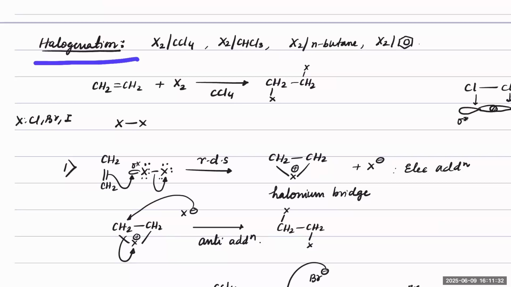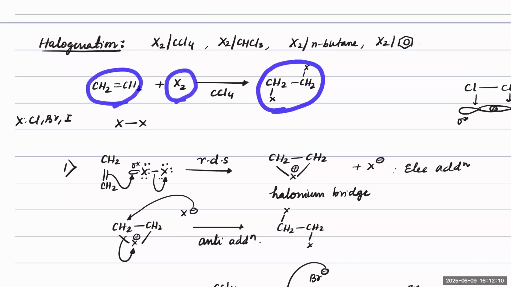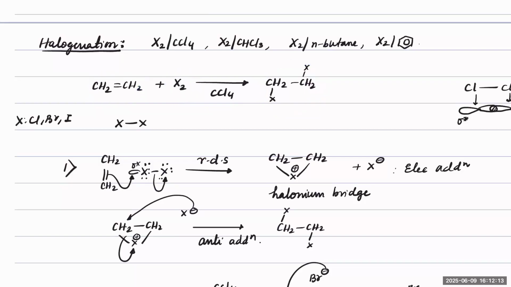Halogenation. Halogenation is also an electrophilic addition because you are again adding an electrophile, where I'm adding X2 in the presence of CCl4 or X2 in the presence of CHCl3. Basically, I need a non-polar or very less polar solvent so that the alkene gets dissolved. Otherwise, alkenes are highly non-polar and will not dissolve easily. To make them dissolved, you always take a non-polar solvent. So imagine I take an alkene and add X2, then I'll get a dihalide here.